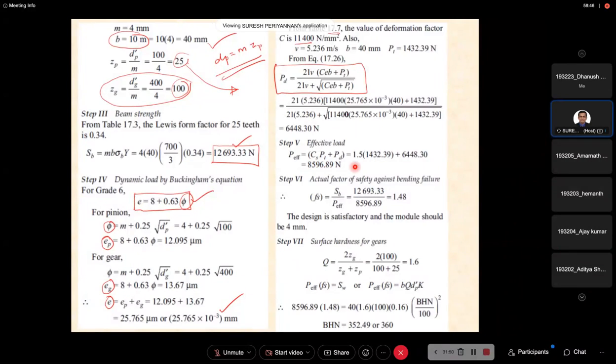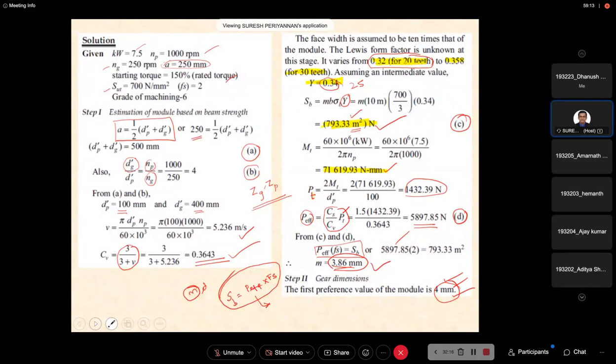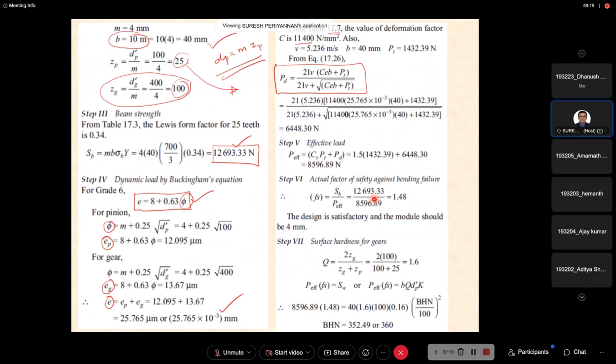Now find our effective load, Cs Pt plus Pd. This is our effective load, 8,596.89 Newton. Now what is the actual factor of safety? It has been asked here: what is the actual factor of safety against bending failure? I am considering our beam strength, bending failure. They clearly mentioned in the design problem to consider only bending failure.